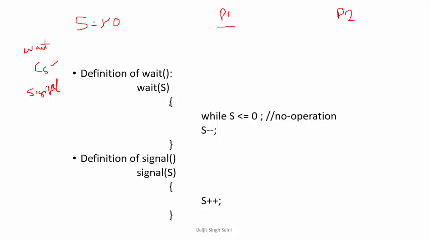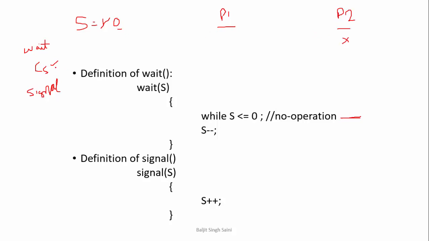Now let us suppose while P1 is in the critical section, P2 arrives and it also wants to enter the critical section. P2 will also call wait on s. What is the value of s? It's 0. Now while s is less than or equal to 0, do what? No operation. So P2 gets stuck here in this while loop. So it is not able to come out of the while loop and hence the wait is not successful. Hence P2 will get stuck in the wait part and will not be able to enter the critical section.